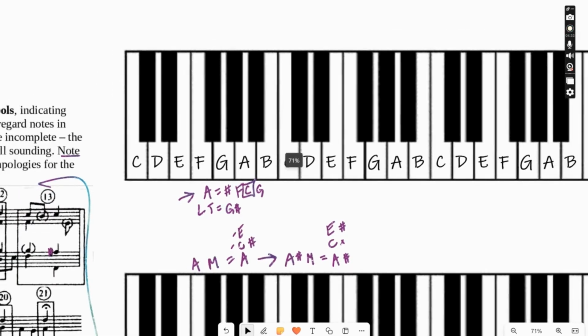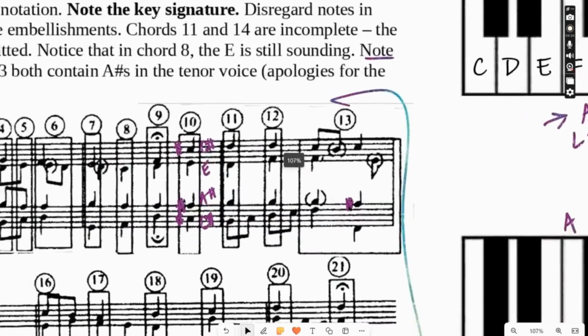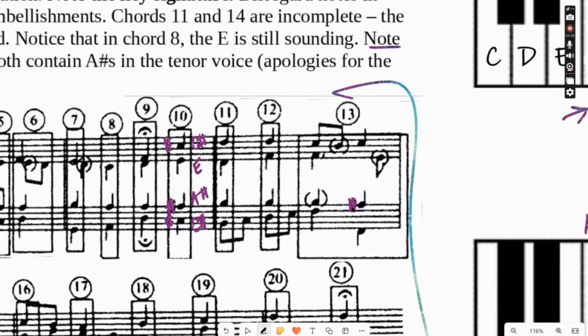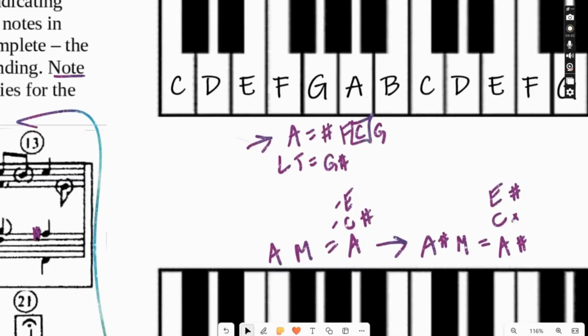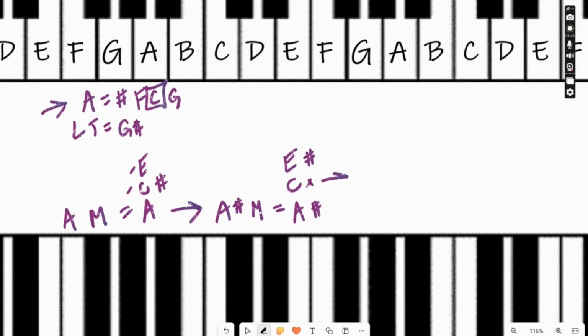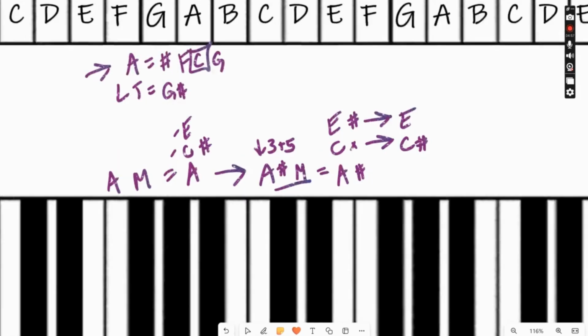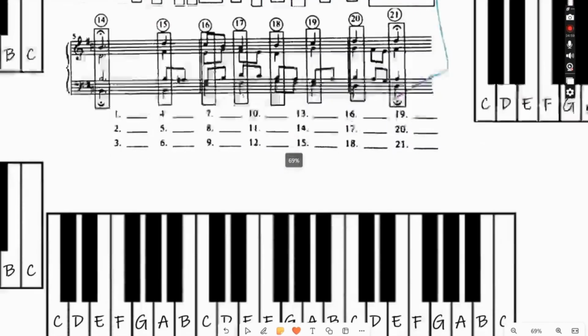Now I'll compare that to the notes I was given. Are they the same or different? It's A sharp, C single sharp, and E natural. So C double sharp went down to C single sharp, and E sharp went down to E natural. So if you have a major triad and you lower the third and the fifth, that means you now have a diminished quality triad. So this is an A sharp diminished triad.